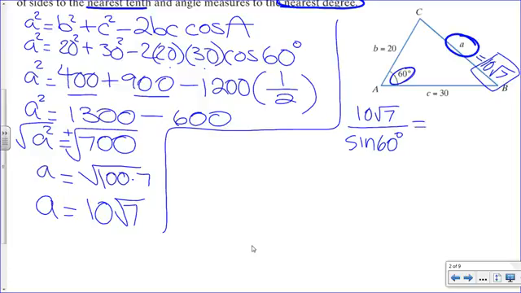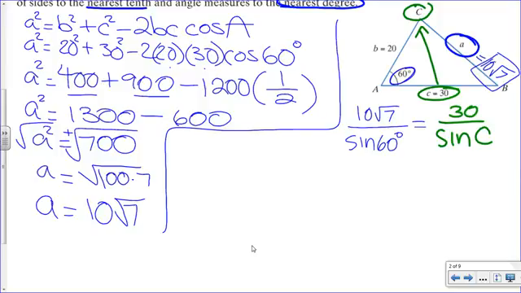So in this case, it will be the side, 10 square root of 7, divided by the sine of 60. And that will equal, and then let's take another ratio. So I will take 30 here, and then the angle right across from it, so that will be angle C, sine of C. So in this case, what we are going to solve for is the angle C.